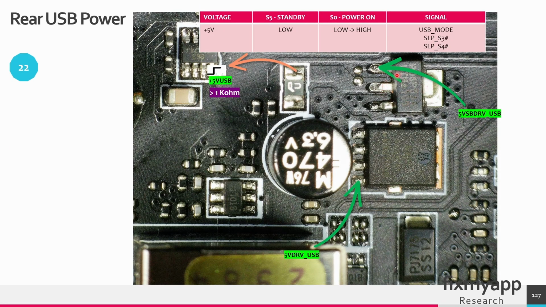This is a small MOSFET and it can only handle small currents at the output. This is the bigger MOSFET and this can handle higher current. And basically, at this fuse, the 5 volt USB power will be present. In power sequence 22, the rear USB power will generate a voltage of plus 5 volt for the USB connectors. In the standby state, the USB connectors do not have any voltage. And in the power on state, it will go from 0 volts to 5 volts. And it depends on these three signals: the USB mode, sleep state 3 and sleep state 4.